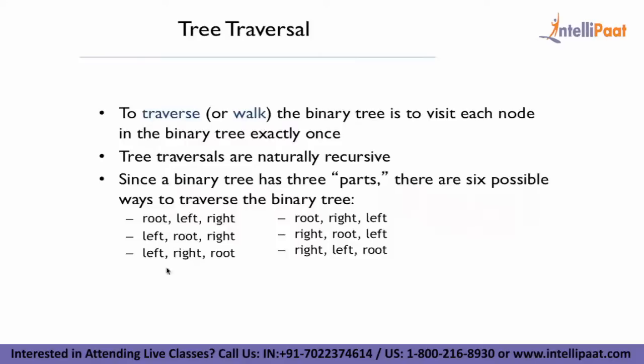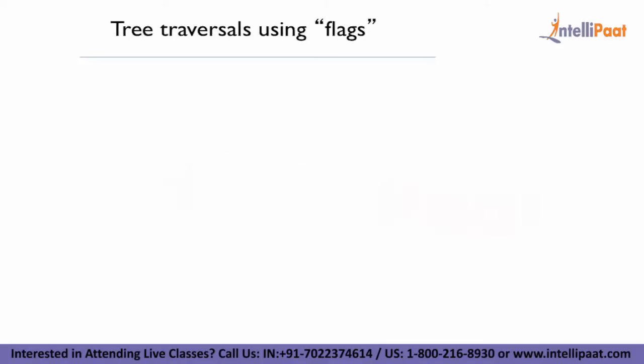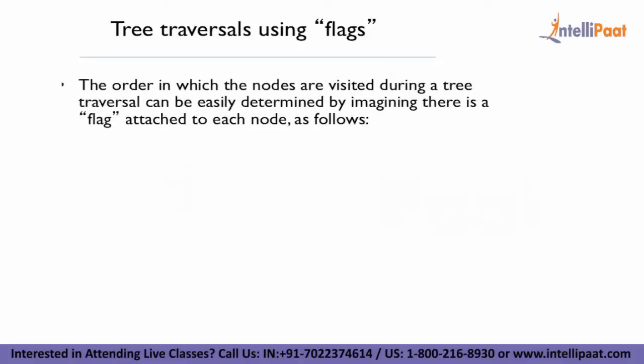So what combinations we can try depends upon our problem and how we want to solve it, and what kind of traversal technique will be good to use. So let's see three very important traversing techniques. We will be using the flag method to traverse. The order in which nodes are visited during tree traversal can be determined by imagining there is a flag attached to each node as follows.